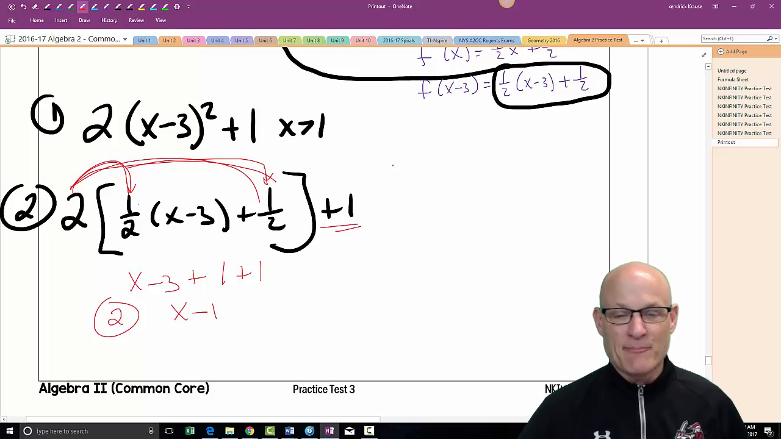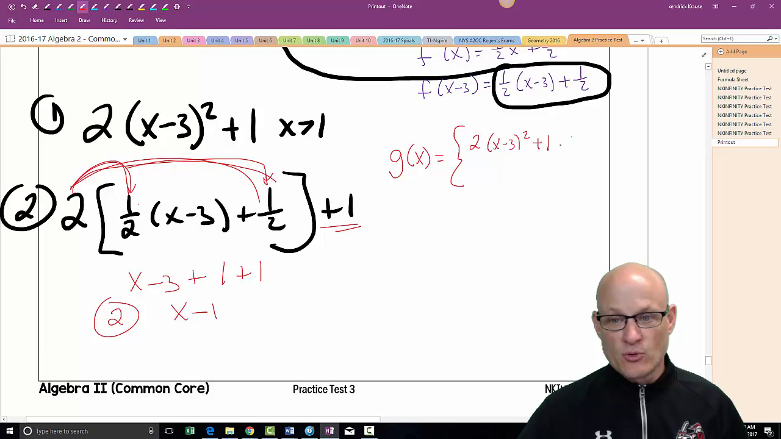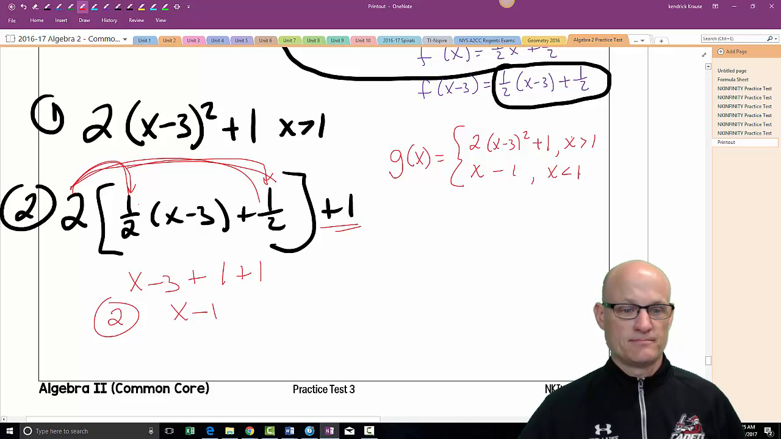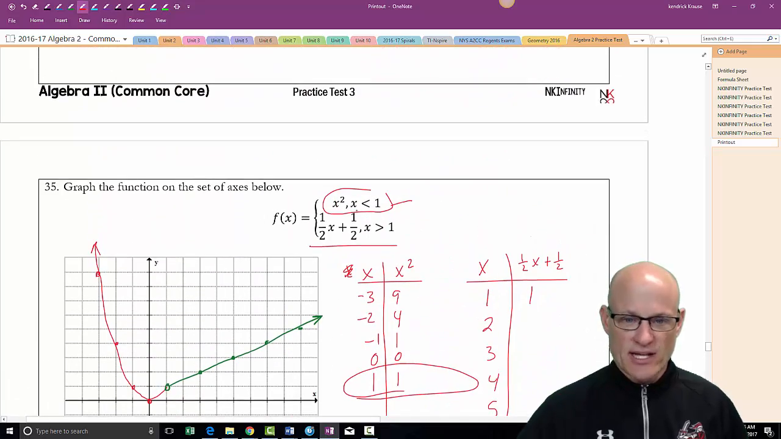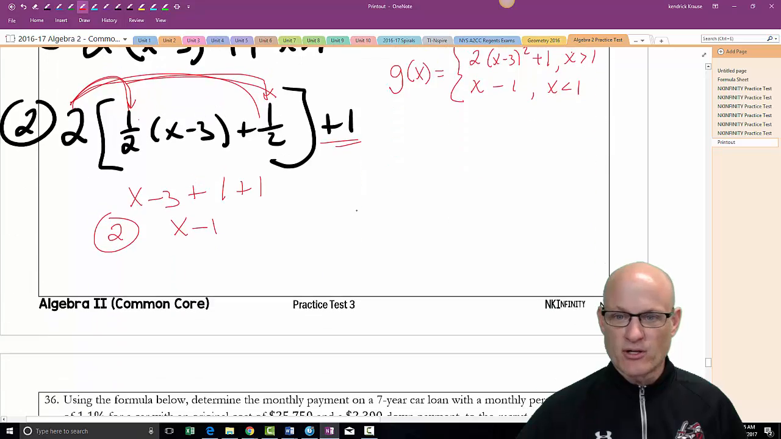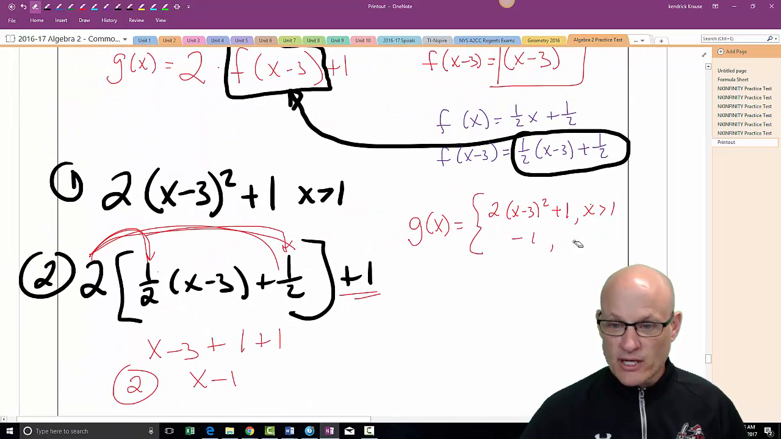You've got to write it as a piecewise function. So g of x is equal to 2 times x minus 3 squared plus 1 for x greater than 1, and then x minus 1 for x less than 1. Oh, wait, I think I said that wrong. I got the domains wrong. The first one has less than, the second one has greater than. I did all that good work and made a stupid mistake.